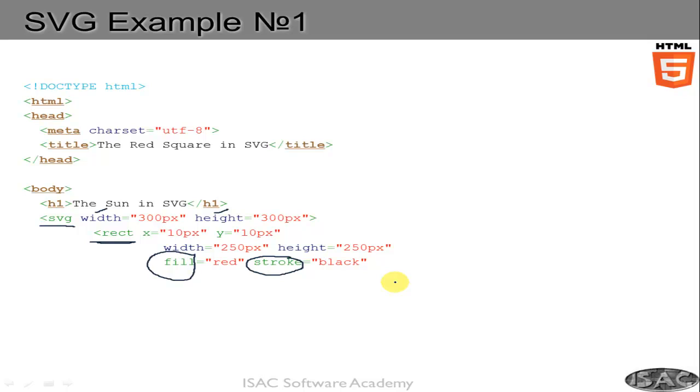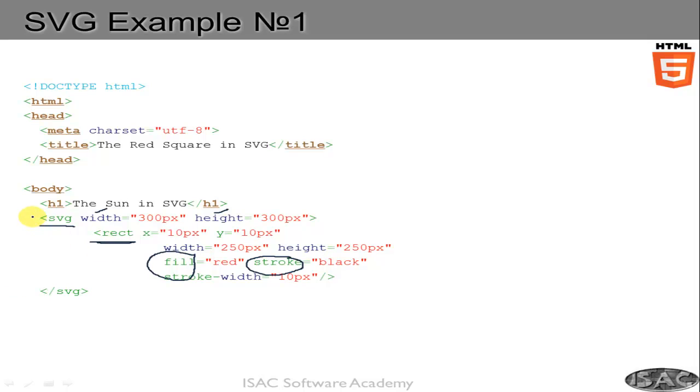So what will it draw? It will draw a red rectangle. Although I am using a rectangle, since I am providing the width and height as the same, it will be a square. So it will create a red color rectangle with a black color boundary. Stroke width is 10 pixels, and then close the SVG.